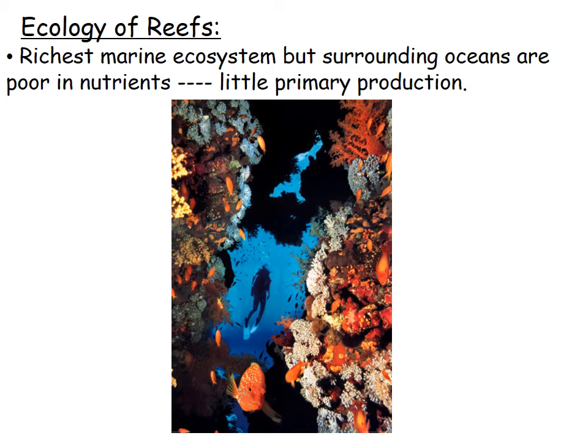The richest marine ecosystem, but surrounding oceans are poor in nutrients, with little primary production. So the reason why the reefs are so important is because they make all the food for the ocean. A lot of organisms travel to the reef and feed, and then they go back out to open water. The open water of the ocean is very poor in nutrients, and there's not a lot to eat out there. And so that's part of the reason why our coral reefs are so important.